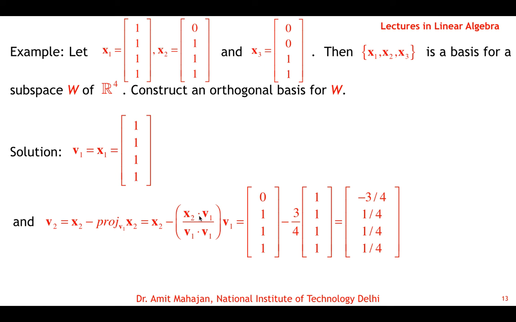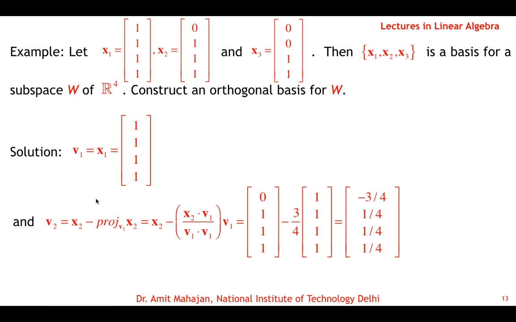Again the formula is this. x2 is this vector 0 1 1 1. x2 dot v1, the dot product of these two, clearly you get 3 in the numerator. And v1 dot v1, squaring and adding, 1 plus 1 plus 1 plus 1, you get a 4 here. Multiplying by 1 1 1 1, we subtract and we get this vector. That's our v2 vector. You can easily check that v1 dot v2 is exactly 0, the dot product of these two vectors.